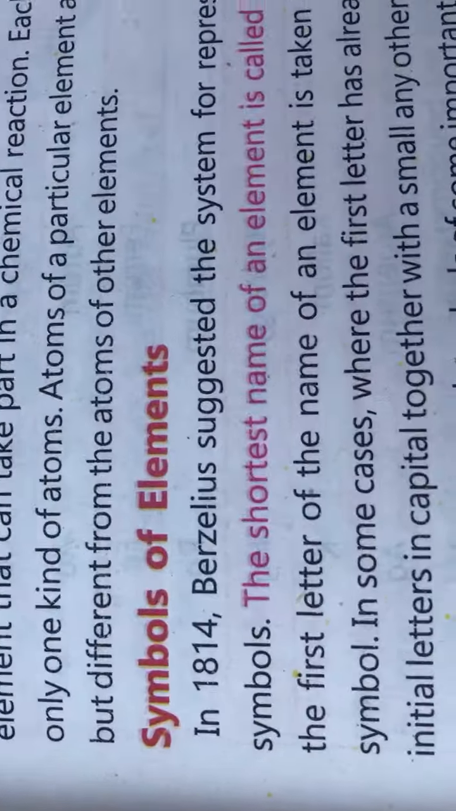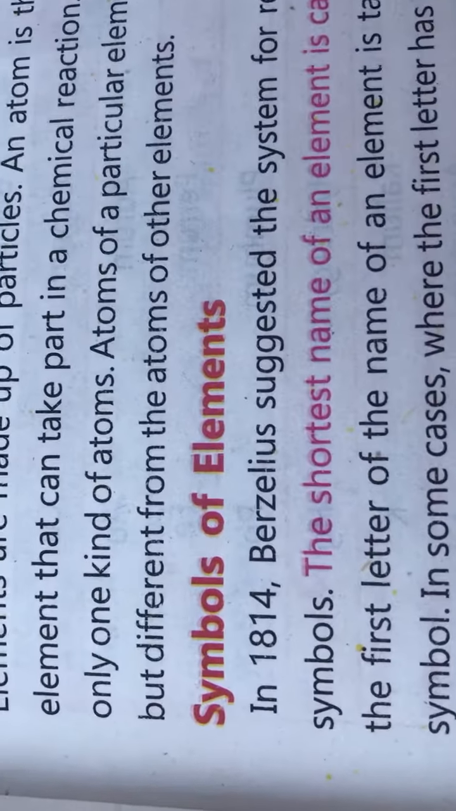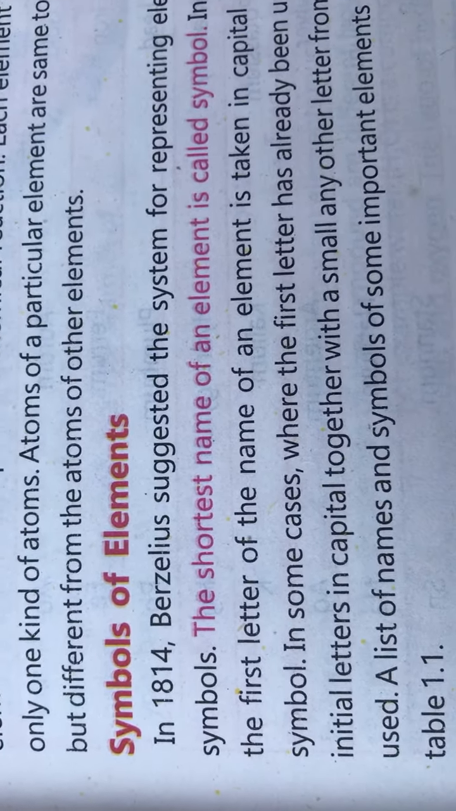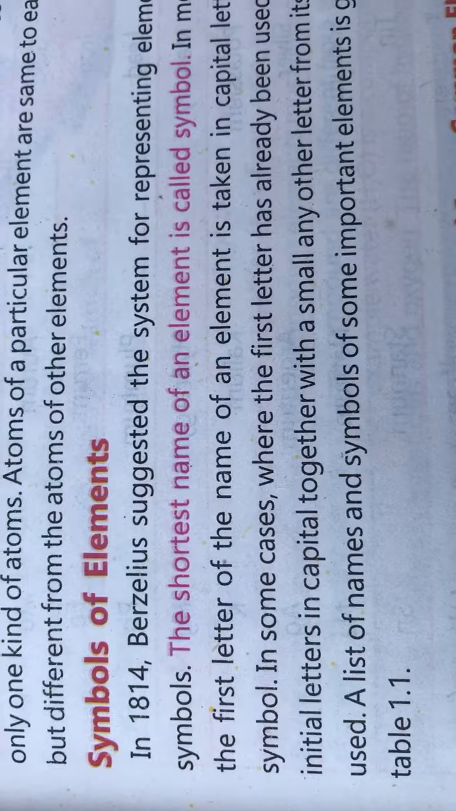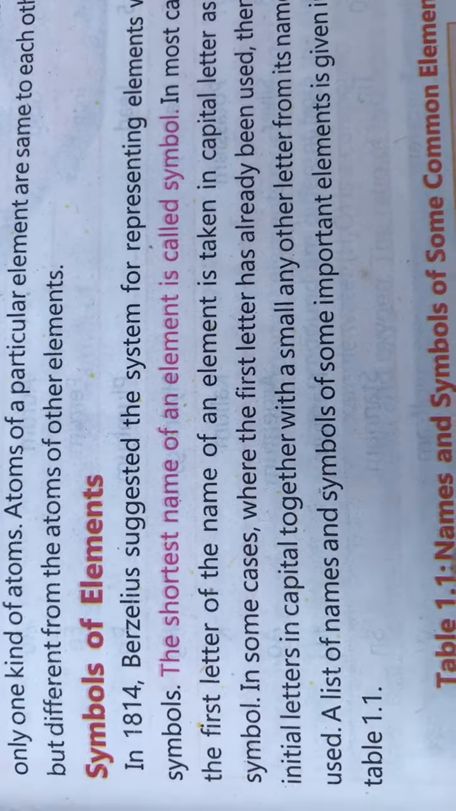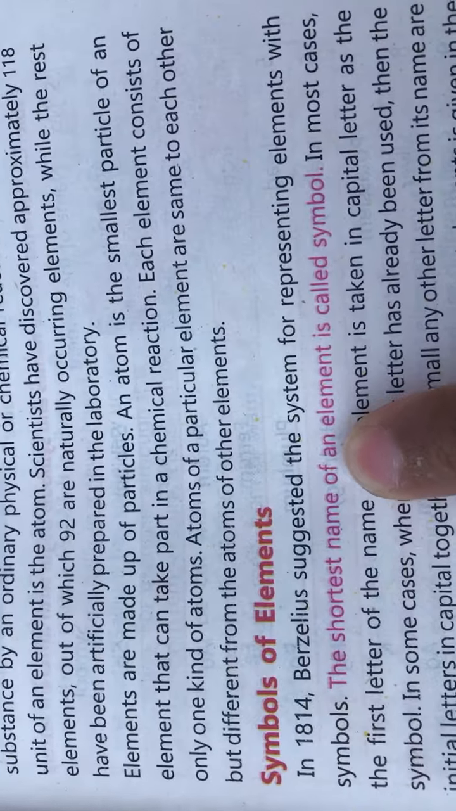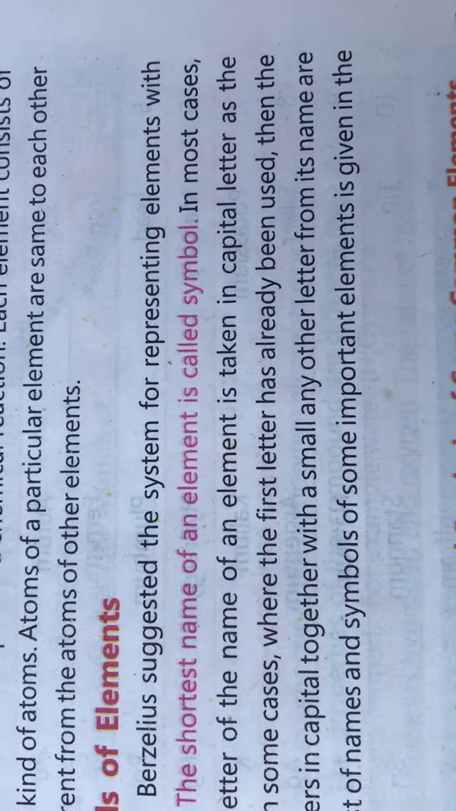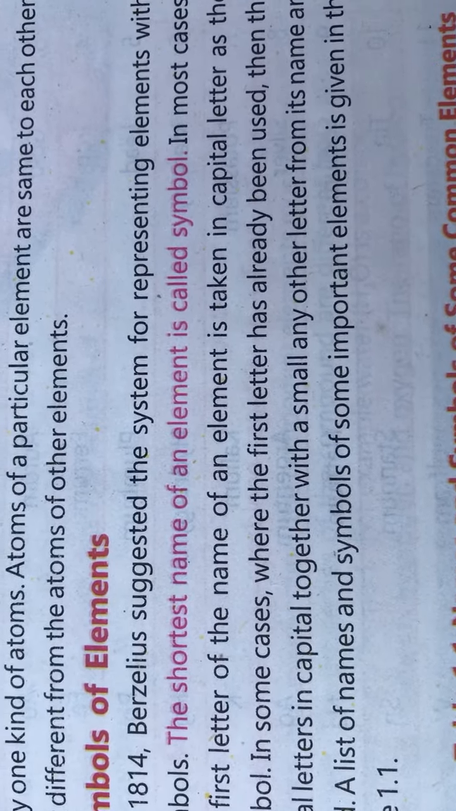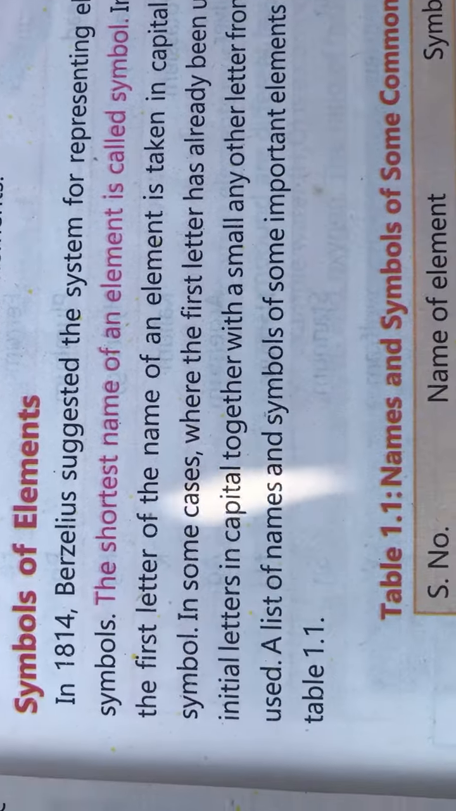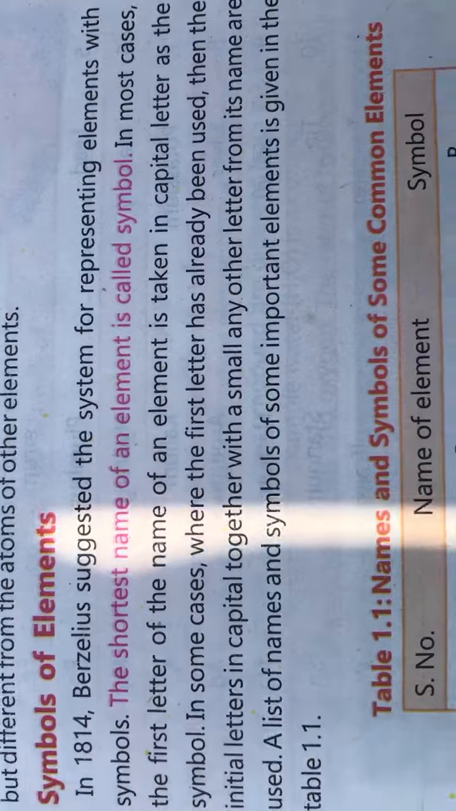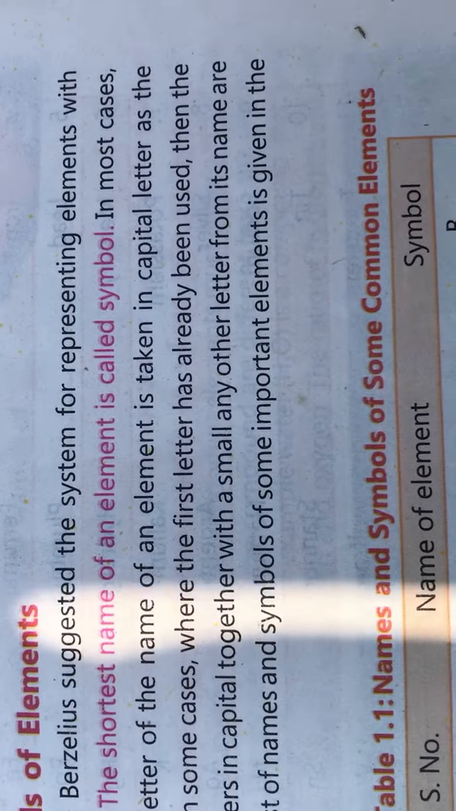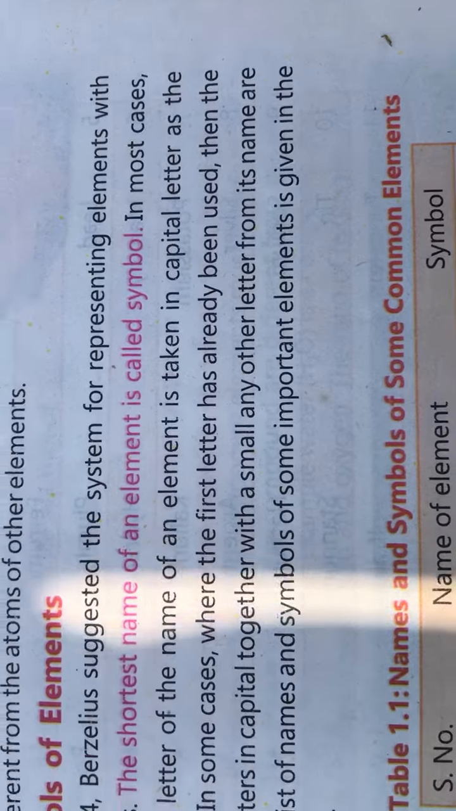Now, symbols of elements. That is how we will discuss and understand these elements. In 1814, Berzelius suggested the system for representing elements with symbols. The shortest name of an element is called a symbol. Please note this point. The shortest name of an element is called a symbol. In most cases, the first letter of the name of an element, taken in capital letter, is the symbol. In some cases where the first letter has already been used, the initial letter in capital together with a small letter from its name is used.